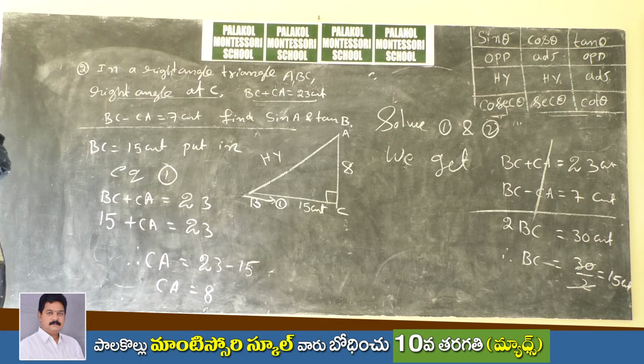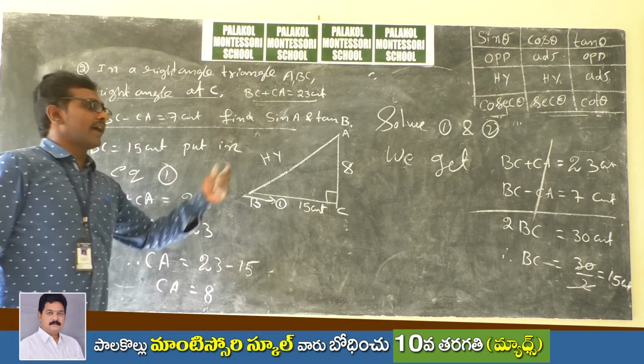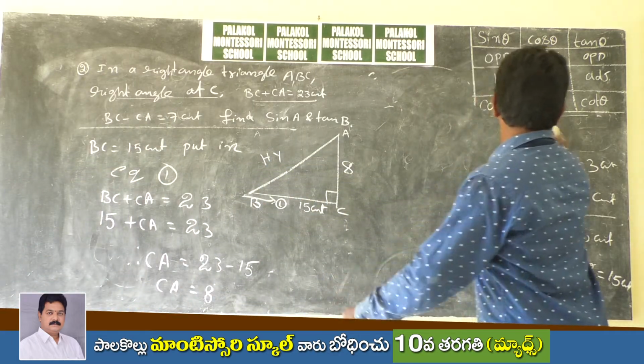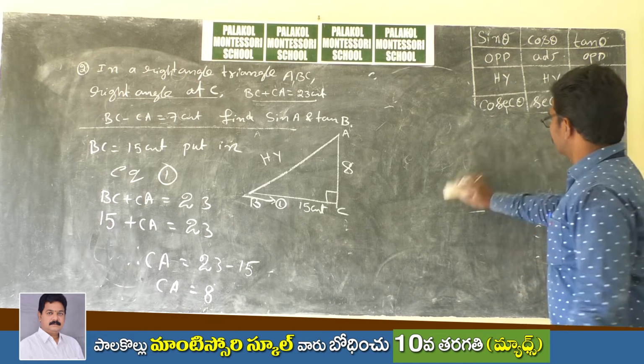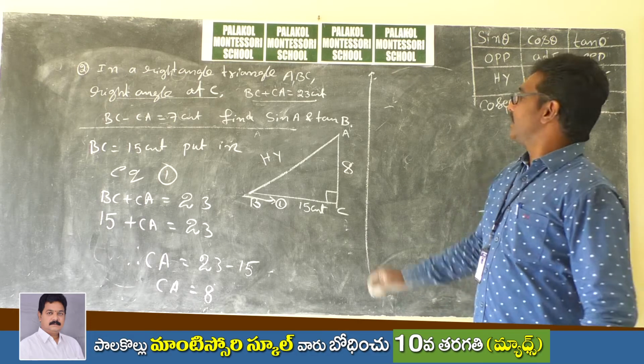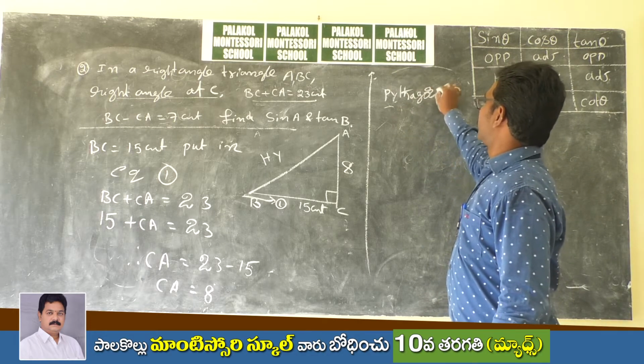Next you find out sin A and tan B. Hypotenuse you find out. Immediately apply the Pythagoras theorem.